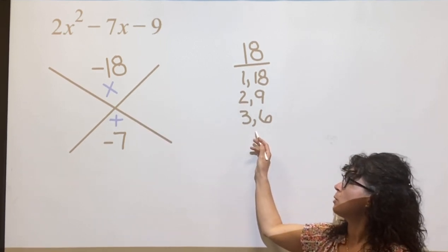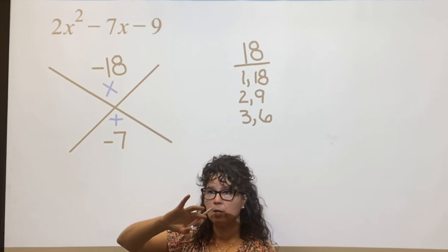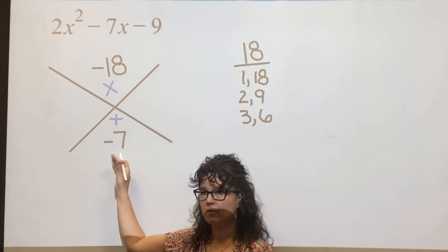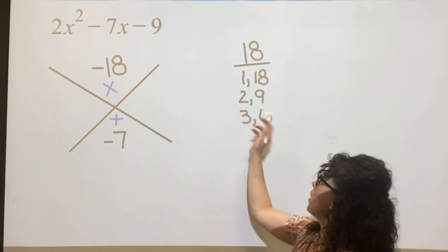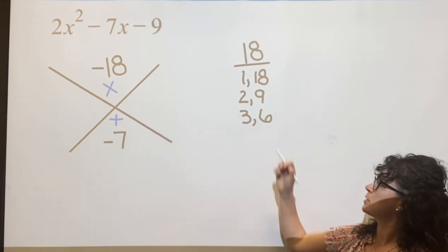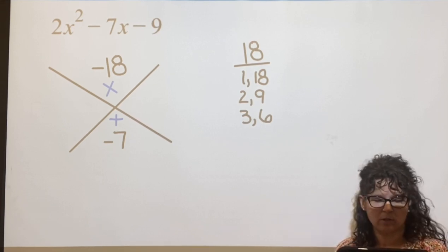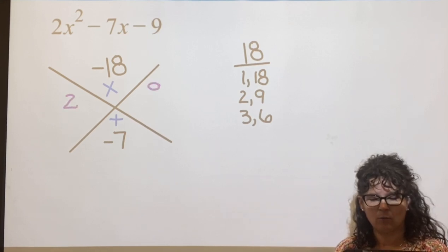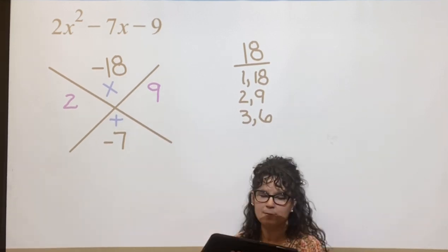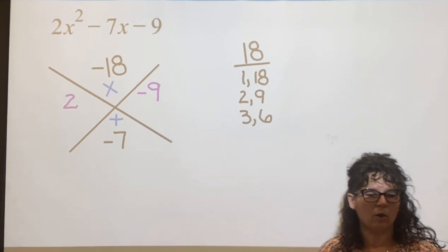So I have all my factor pairs. Now let's revisit. We want two numbers that multiply together to get -18, which means I need one negative number and one positive. And they add up to -7. So my bigger number needs to be negative to add two numbers together, and the answer is negative. Okay, so which ones are gonna get me to 7? 2 and 9. And revisiting one more time, if they multiply to get a negative 18, one of them's negative. But to add up to negative 7, that 9 needs to be the negative one because we'll have more negatives than positives.